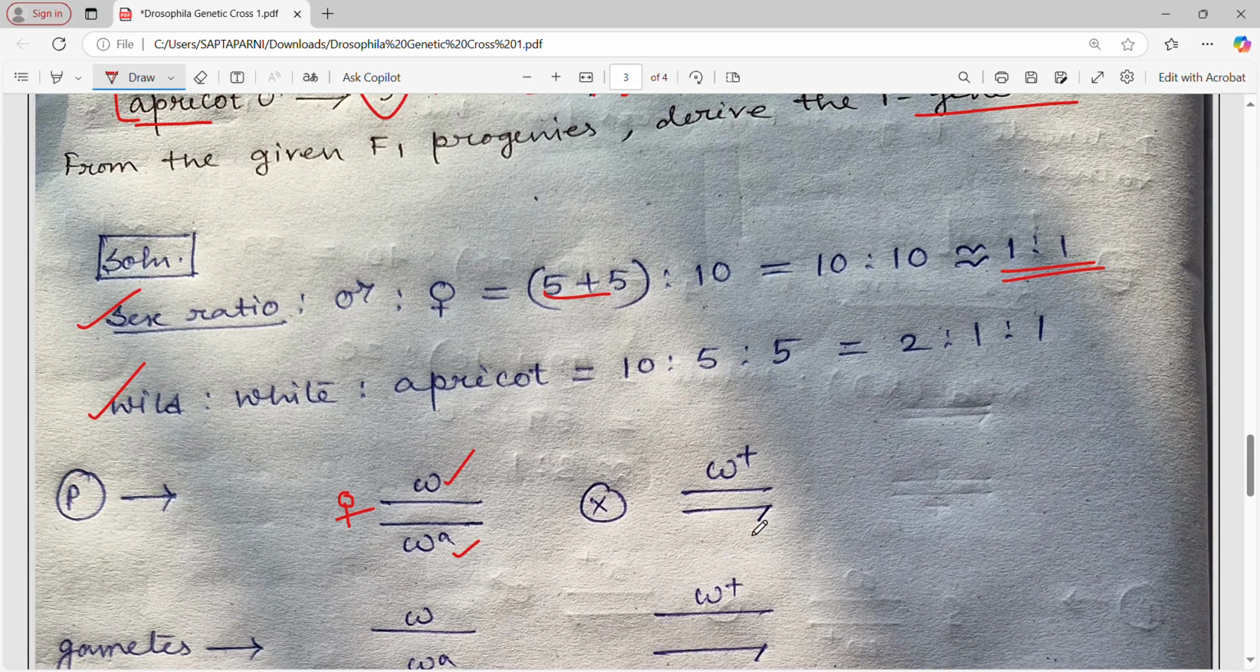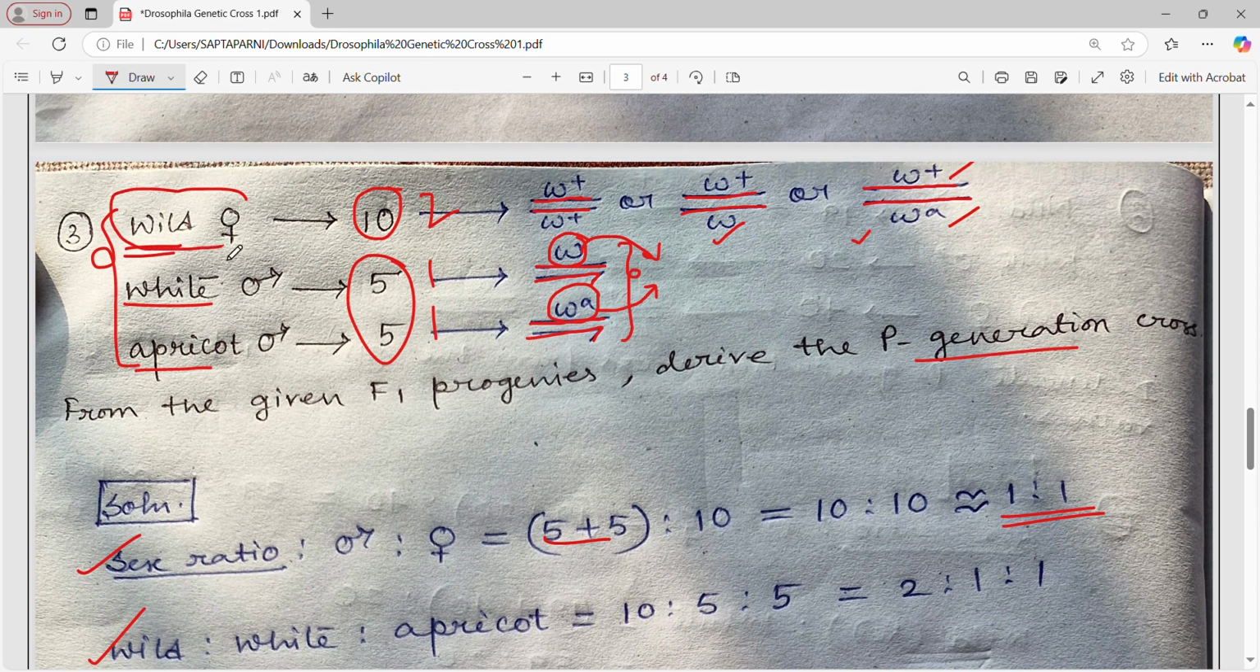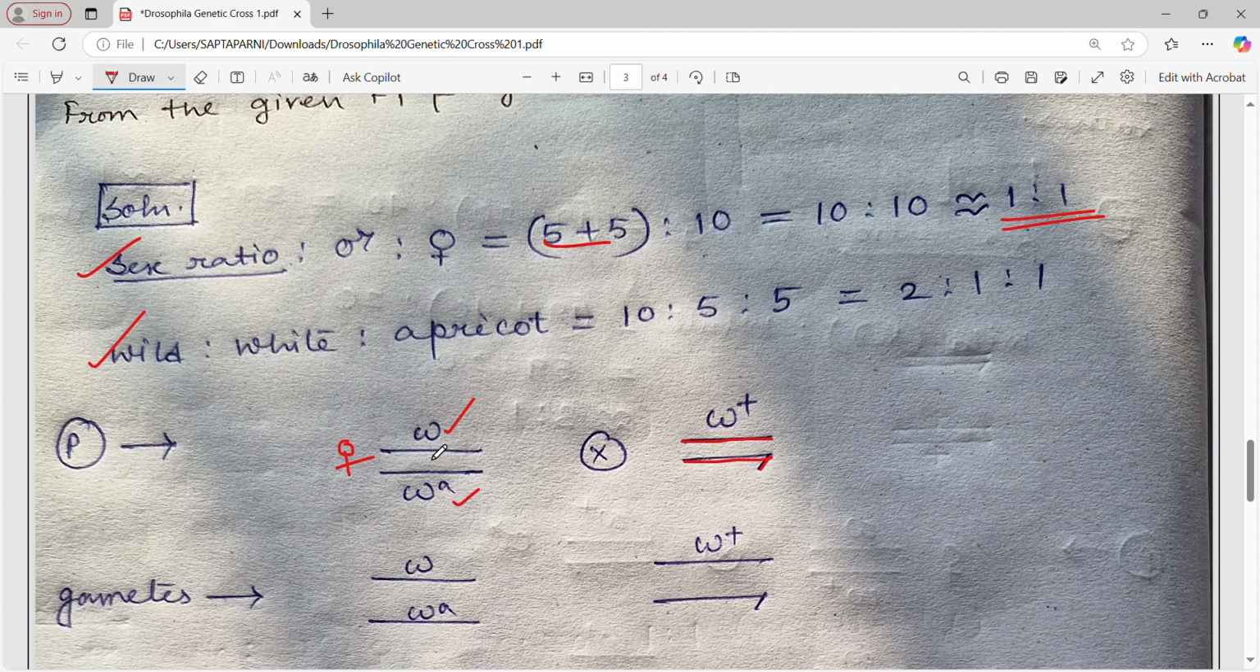Now what will be father's genotype? To draw the father's genotype, first of all draw the Y chromosome and then the X chromosome. Now we don't know what will be here, W plus or W or whatever. See here, another thing is that there is a wild type female, and mother's genotype is W or WA. So to become wild type, there must be a wild type allele from either mother or father. But mother cannot give the wild type allele because it has mutant alleles on both of its X chromosomes. So from where should we get the wild type allele? Obviously from father. That is why the X chromosome of father is W plus in nature.